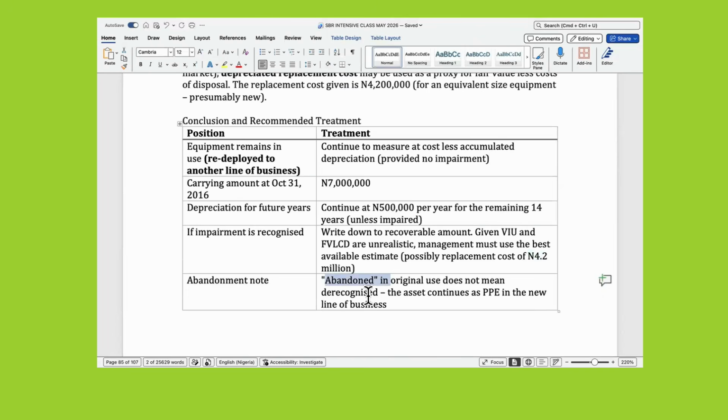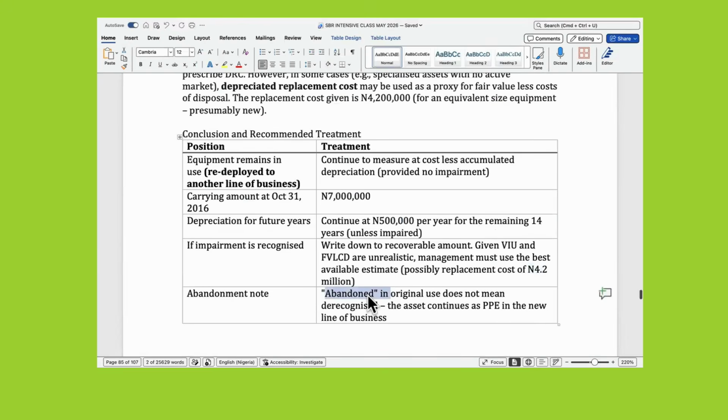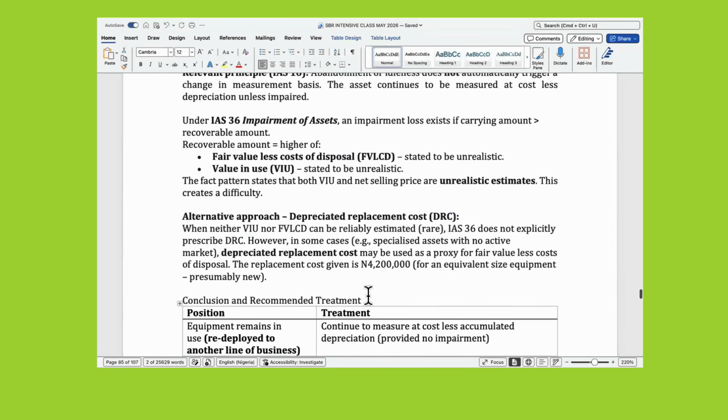The assets would still be PPE in the new line of business. So abandoned does not mean it's not useful. Just like it can trigger impairment. So here I just discussed and explained treatments for the examiner. I made the examiner understand that they did not give us recoverable amount, but it's possible for us to use the depreciated replacement cost that they gave us.